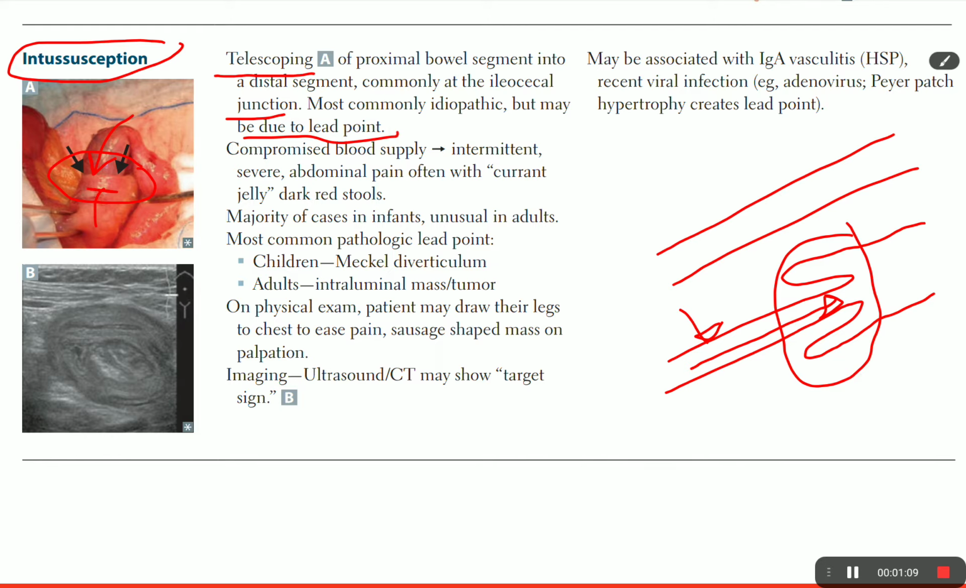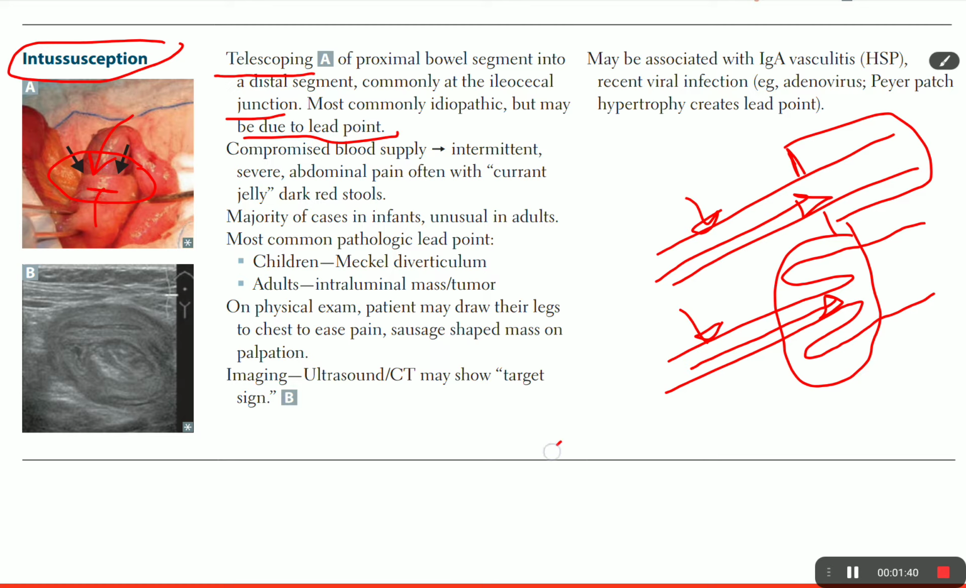So what's the lead point? Lead point means there is a pathology, or not a pathology, a site of fixation. There is a fixed part. If we think this part is fixed and this part is mobile, then that part easily goes inside this part and makes an intussusception. So it's common in the ileocecal junction because the cecum is fixed.